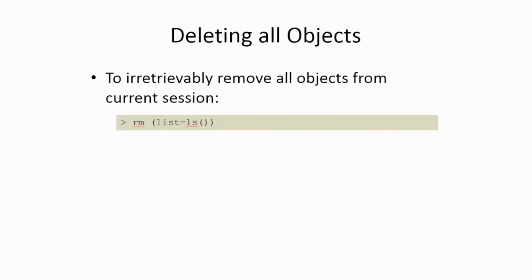To delete all the objects in your session, you can use this mechanism: rm(list = ls()). That creates a list of all the objects with ls, assigns it to list, and we're passing that to rm. That essentially removes all the objects being sent to it by a vector.